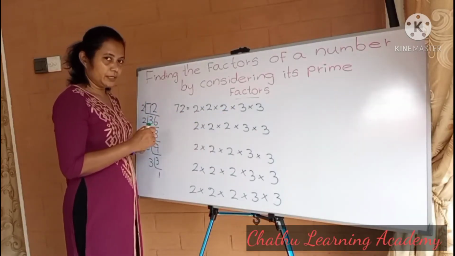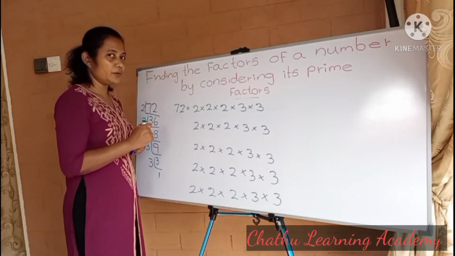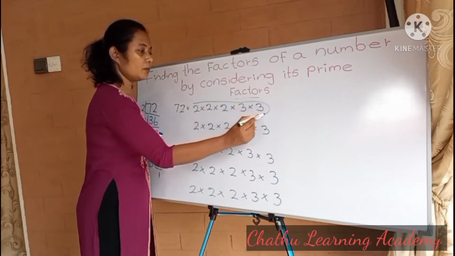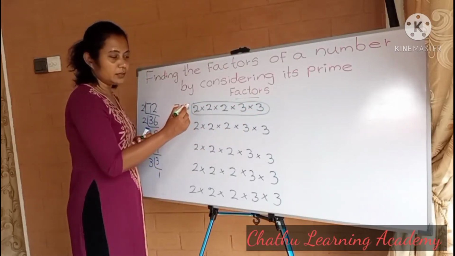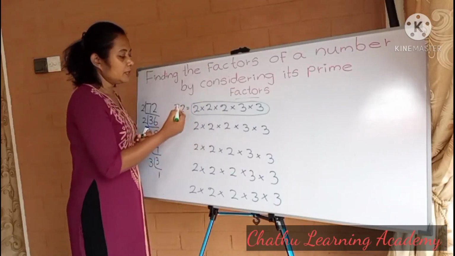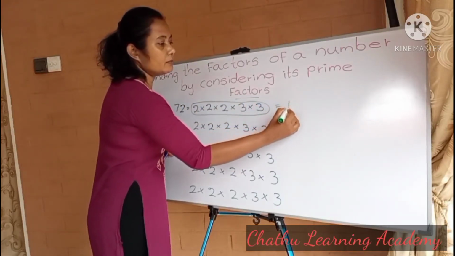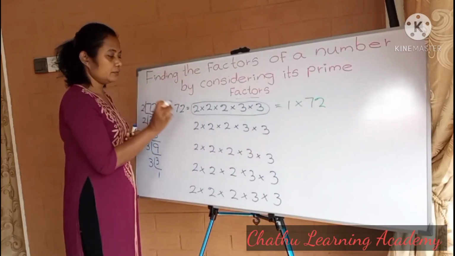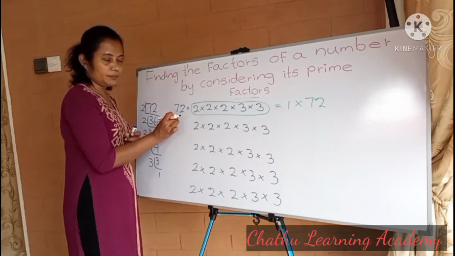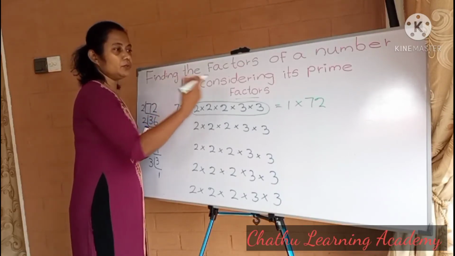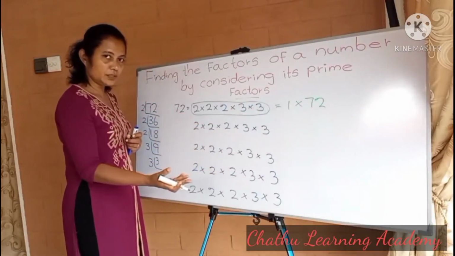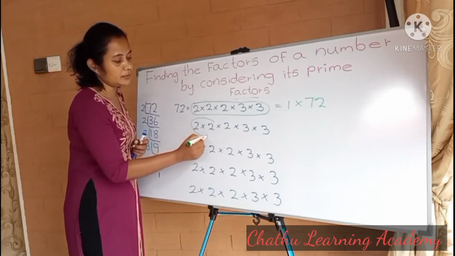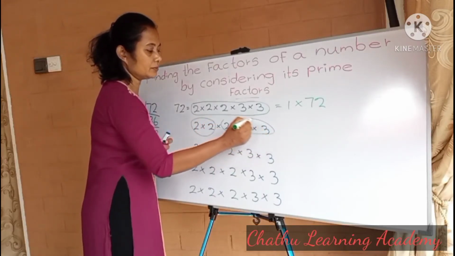Now we will try to find what are the other factors of 72. Here, if we consider all these prime factors as one group, then here is 72. We can write 72 as 1 into 72. Then these two are factors of 72. We can write 72 as a product of 1 into 72. Then for the second one, we can circle these prime factors this way also.